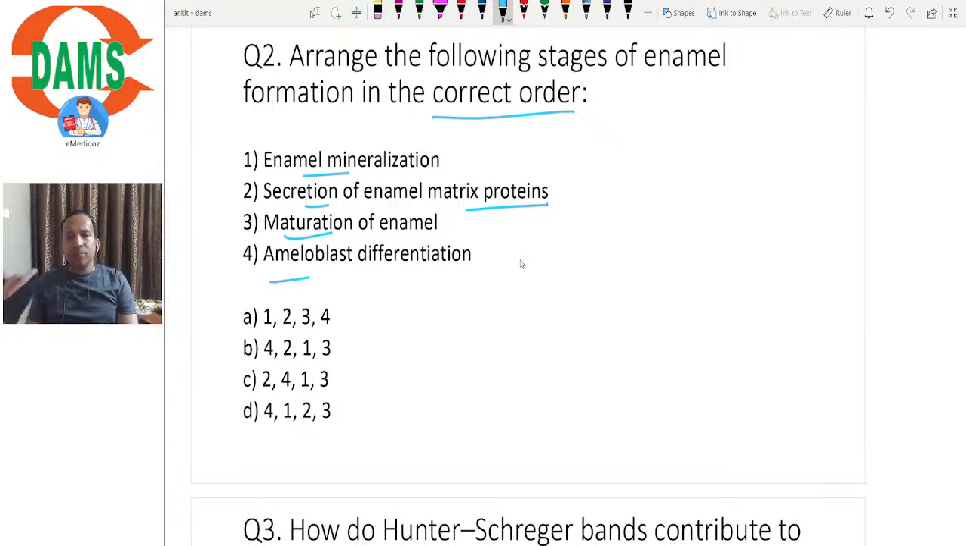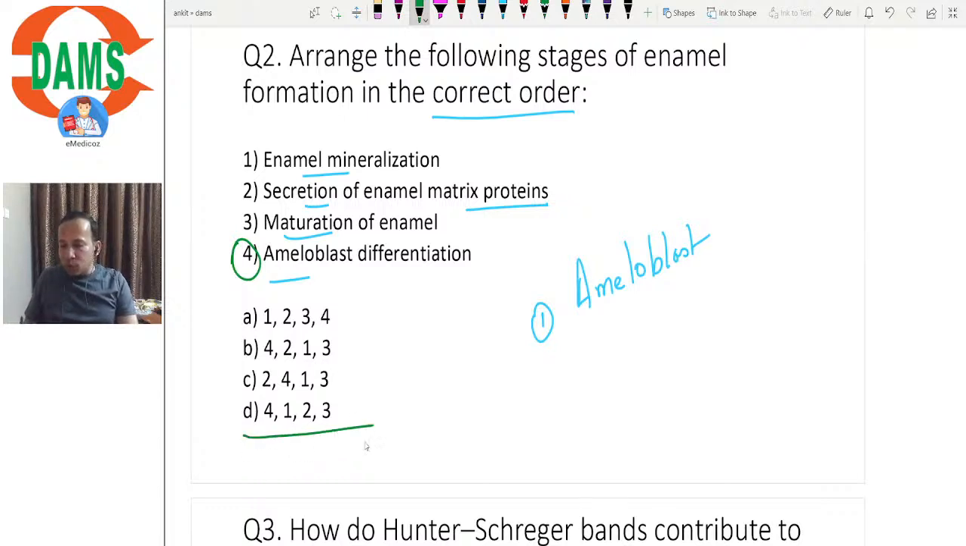Obviously, whenever any hard tissue or any secretion has to take place, the secretory cell has to differentiate first, isn't it? Unless the cell or the tissue is differentiated, it won't secrete anything. So the first step would be ameloblast differentiation, right? That is option 4, and Bhavna is saying that it is 4, 1, 2, 3.